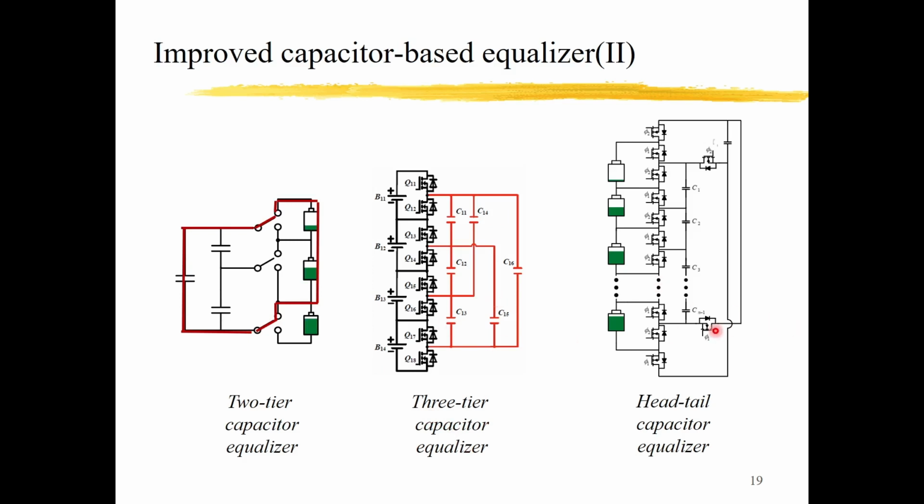They are the same method. And this one is called head to tail. Just now I said if I want to transfer the energy from this end to the other end, it takes several transfers. By this method, we can transfer the energy directly from this one to that one. By the action of the switches, the battery is connected to this capacitor, and then the capacitor is connected to this battery. So the energy can be transferred directly from this one to that one. This is a head-to-tail capacitor.